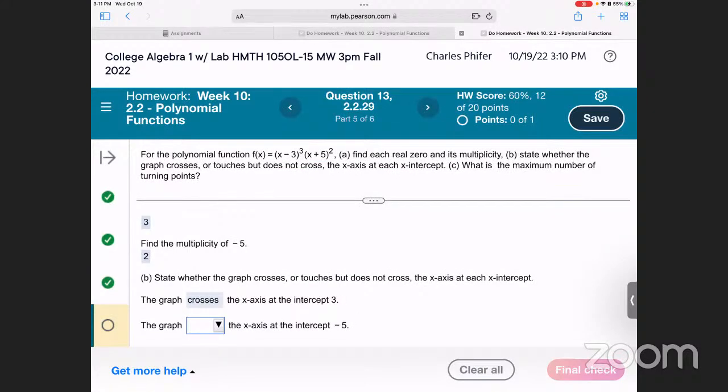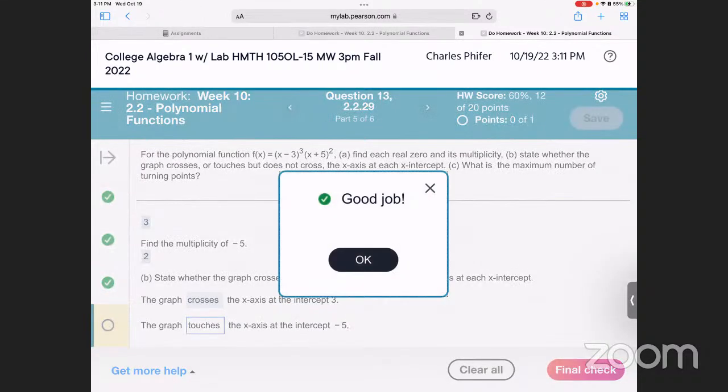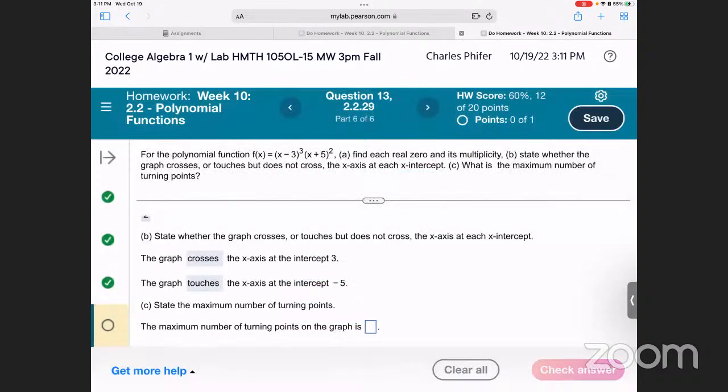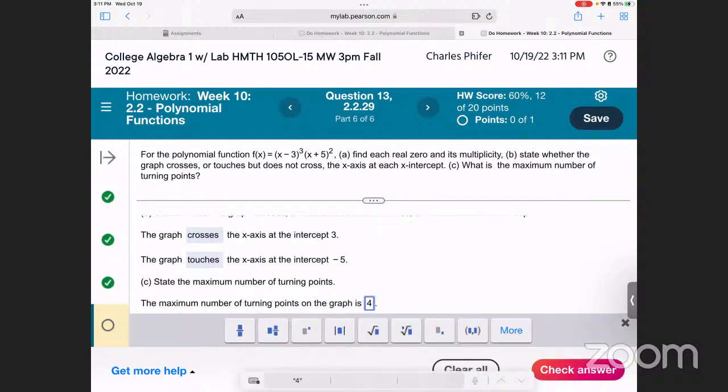And then because -5 has an even multiplicity, it's going to bounce off the x-axis. Okay. So the minimum number of turning points is going to be n minus 1, right? If we were to expand this polynomial all the way out, at some point you would have an x cubed term times an x squared term. So x cubed times x squared is going to give us x to the power of 5. So the highest degree on any variable here is going to be x to the power of 5. So that means we have at most 4 turning points.